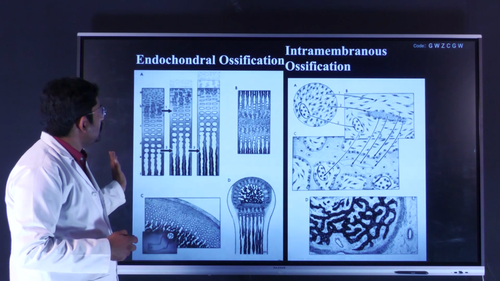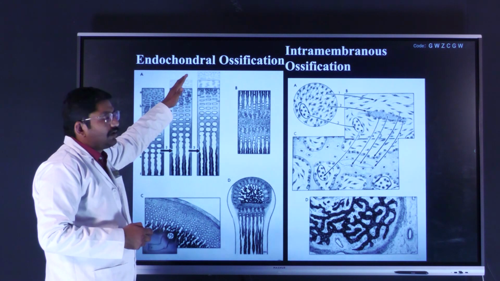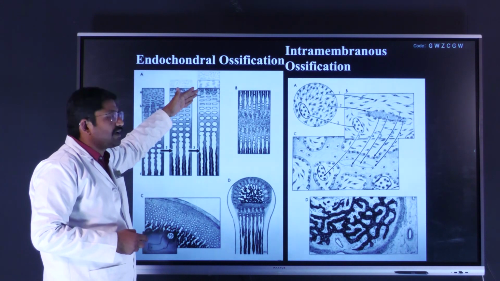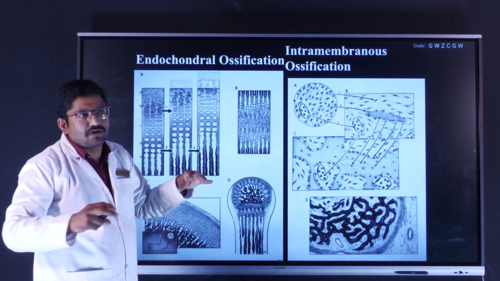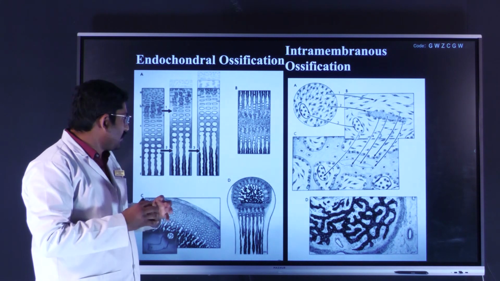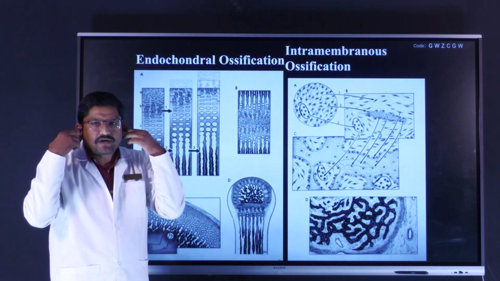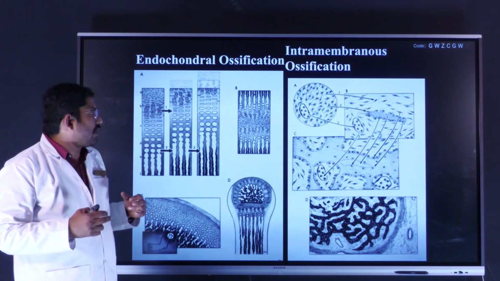Now the next. Endochondral means within the chondra, within the cartilage, the ossification happens. This happens with the long bone. These long bones have 2 heads on both the sides. A mandible is also shaped into 2 heads. The 2 heads are the heads of the condyle.